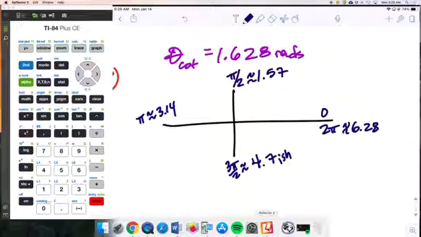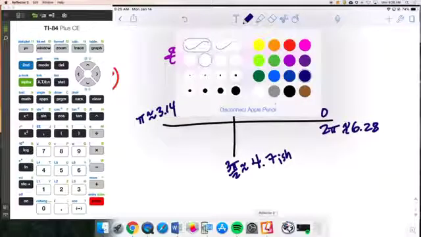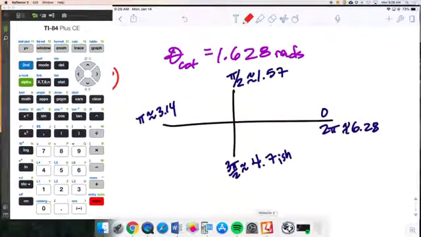So now you can see, where does 1.628 live? In quadrant 2. It's past 1.57. So we're going a full length of a radius, plus another half of a radius, plus another 0.05 of a radius around any given circle. Okay, and the terminal ray is here, 1.628.